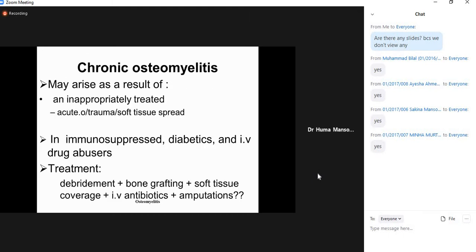So when you talk about chronic osteomyelitis, it may arise as a result of ongoing osteomyelitis when you inappropriately treat it, or when there is a delay in the diagnosis. It can happen in immunosuppressed patients, in diabetics, and in IV drug abusers. So treatment is almost the same, but the damage is more devastating. So you need bone grafting in chronic osteomyelitis, and obviously one has to contemplate amputation. So in chronic osteomyelitis, the damage is more severe.